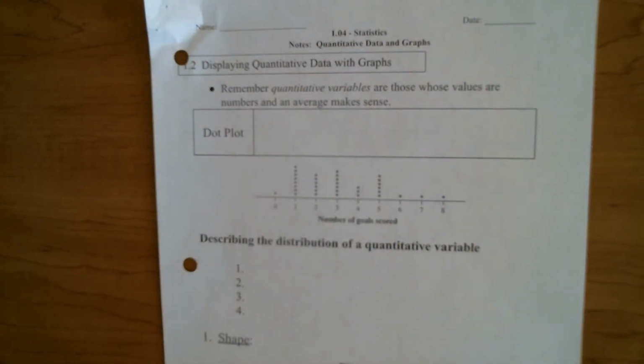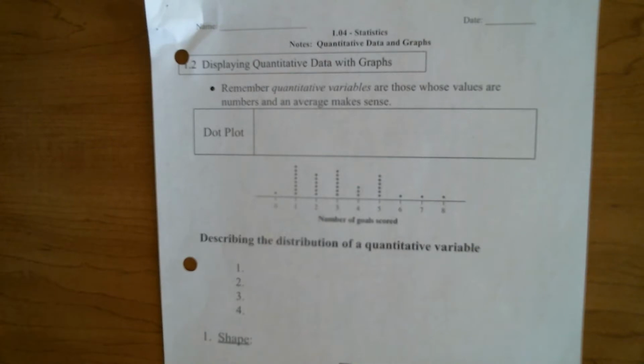Right, welcome back. We're going to continue our look at how to best present data. The only difference is now we're switching from categorical data to quantitative data. So there are different tools at our disposal when we're dealing with this type of data. Remember, quantitative variables are those whose values are numbers and an average makes sense.